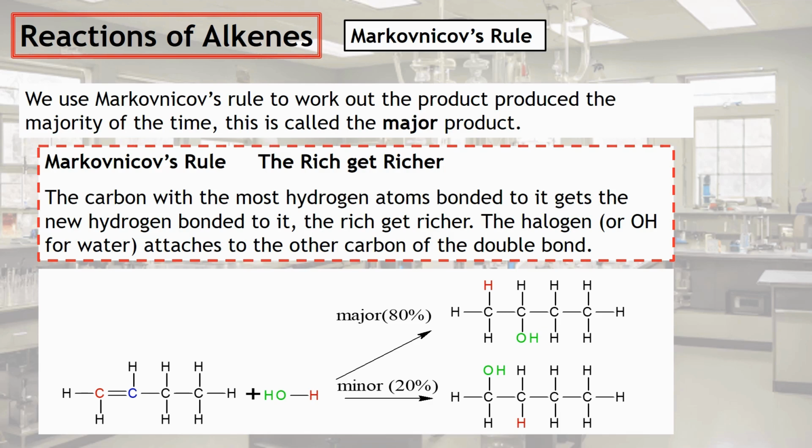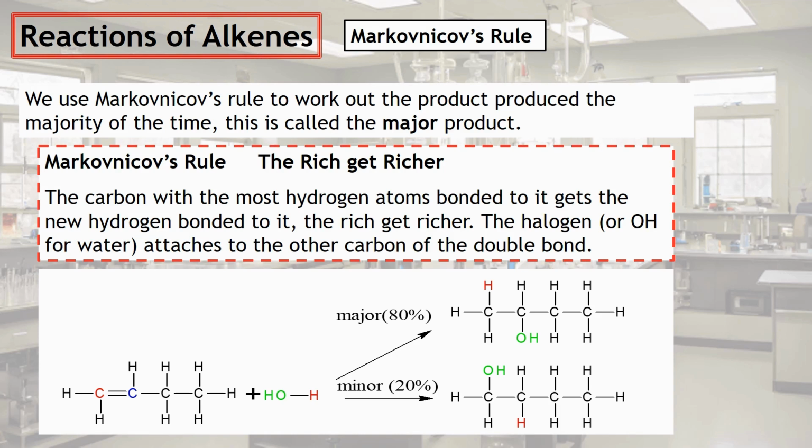Notice here I've said it's 80% for this reaction. So this is the product the majority of the time, the one where the hydrogen joins to the carbon that had the most hydrogens to start with. And remember, we're only looking at the two carbons that are part of the double bond, and we're only looking at the hydrogens that are directly bonded to the carbon. The minority of the time, the hydrogen goes to the poor one. And that's Markovnikov's rule. And remember, we remember this by saying the rich get richer.